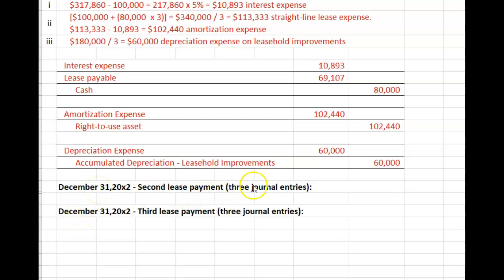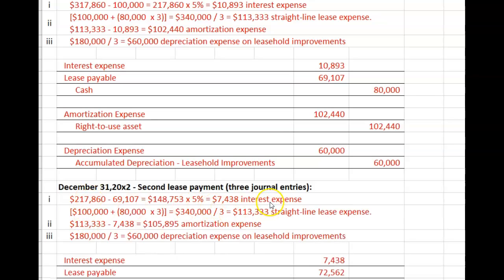Record the 3 journal entries necessary at the end of the 2nd year. They will be basically the same journal entries, but the numbers will be a little bit different. These numbers will be the same. This number will be the same. All the other numbers will change. Give it a try.